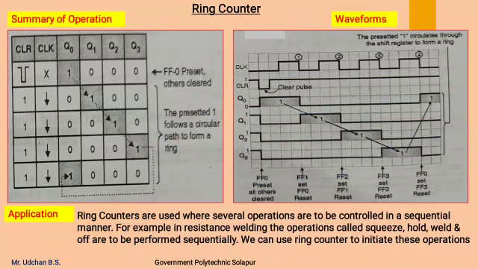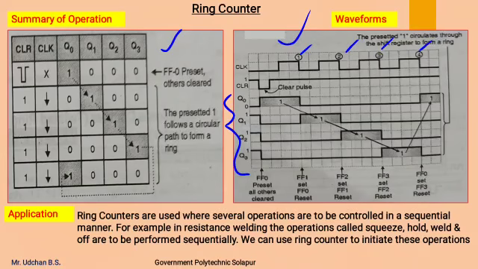Now the summary of the operation is shown in this table, and with respect to that these waveforms are drawn. These 1, 2, 3, 4 indicate the negative edges of the clock pulse, and at every negative edge of the clock pulse their respective output waveforms have been shown in this diagram. Now the ring counters are used where several operations are to be controlled in a sequential manner.